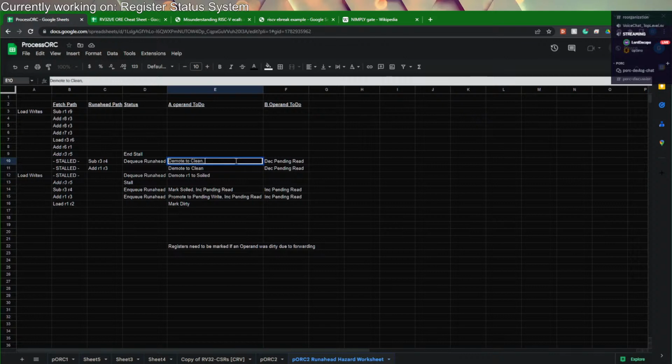Demote to clean. And this install, that goes normal. I'm going to say exception rather than status. Status, we're going to leave these empty. This would be mark.